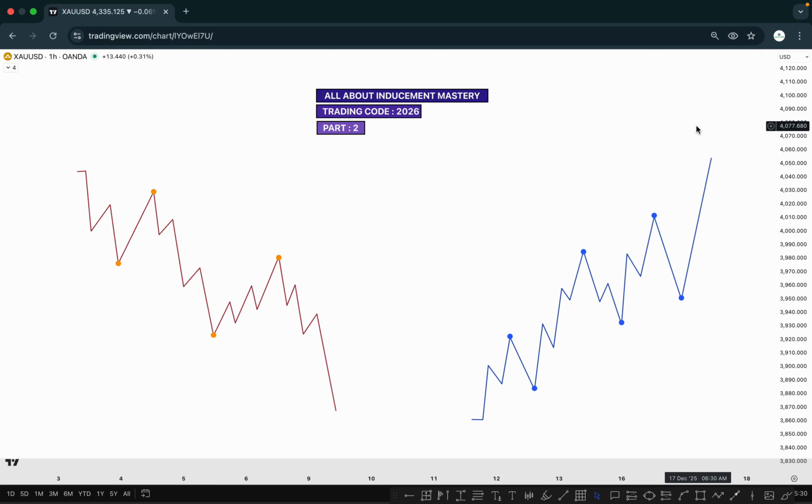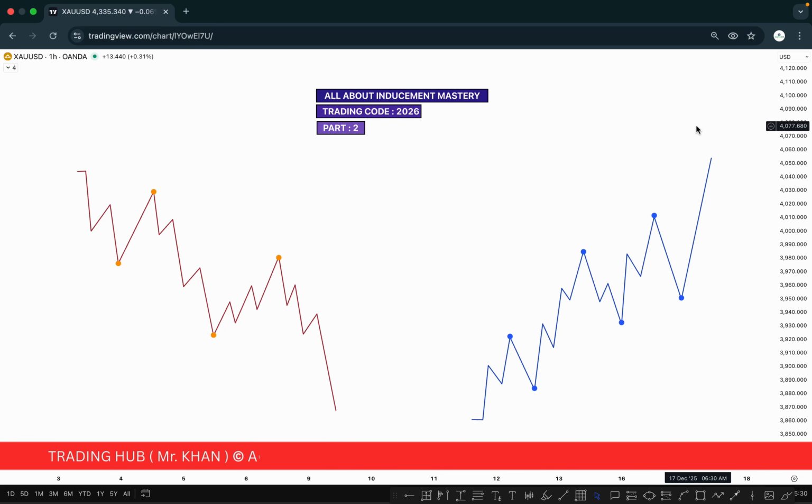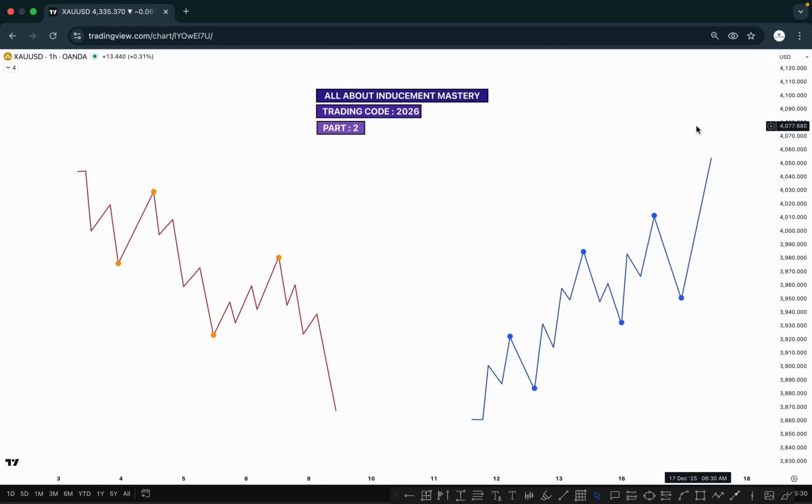In this chapter, we are going to learn how we can identify inducement, what inducement is, and how it works. The main thing is how we can identify inducement on a chart. In smart money concept, inducement is a main part. If you mark correct inducement, then there is a very high chance you can get a very good entry for buy and sell.